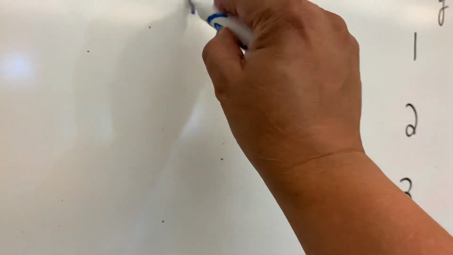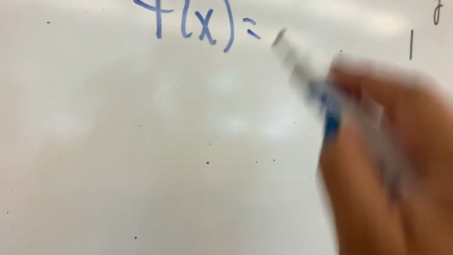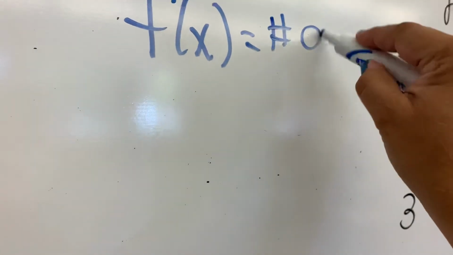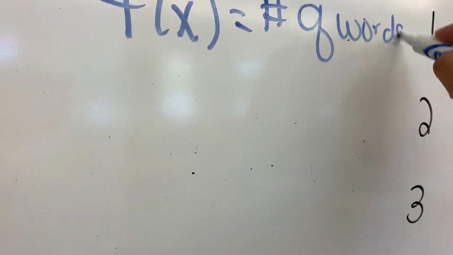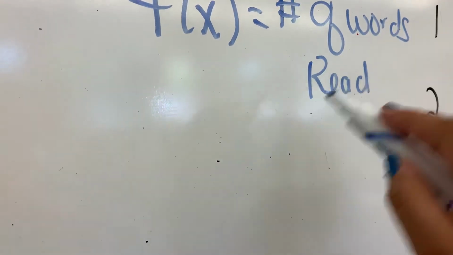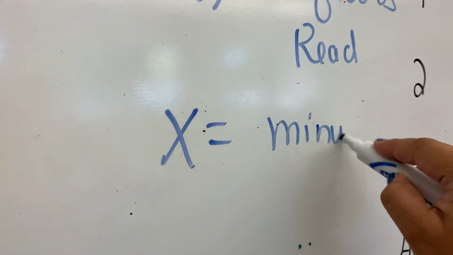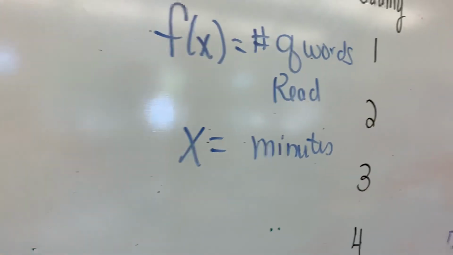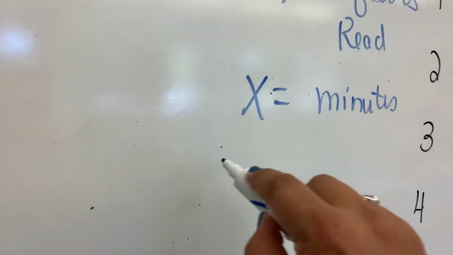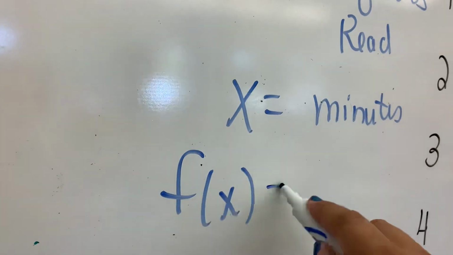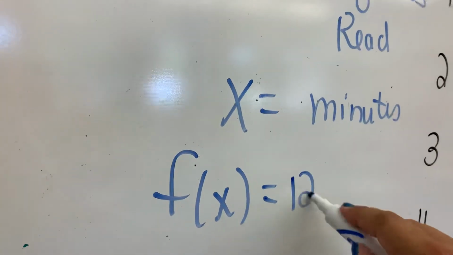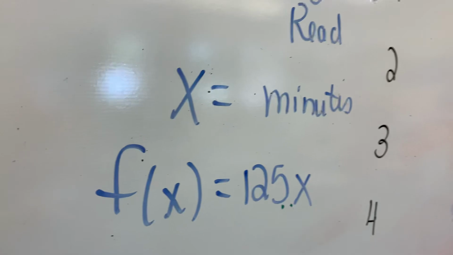What are you going to let f of x equal? Number of words. And what are we going to let x equal? Minutes. So write your function rule. f of x equals 125x. Done.